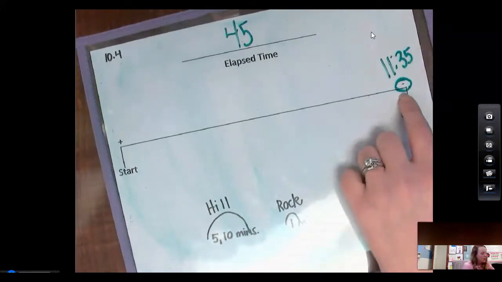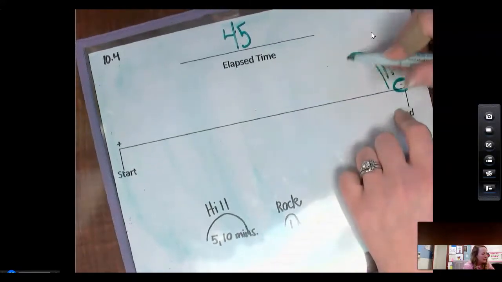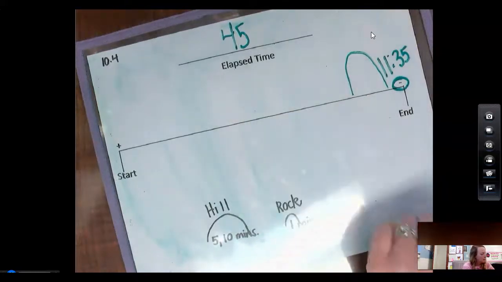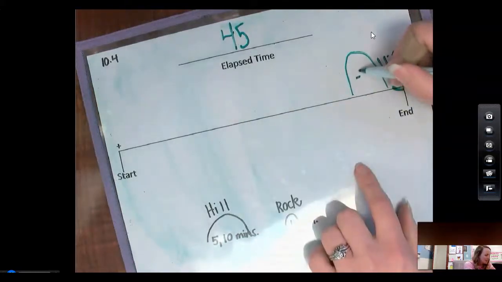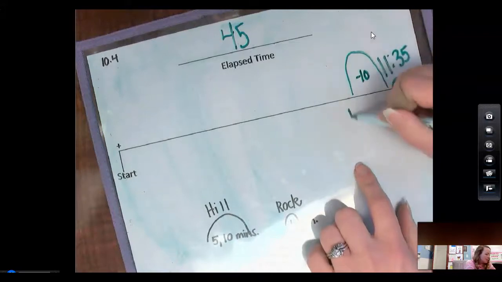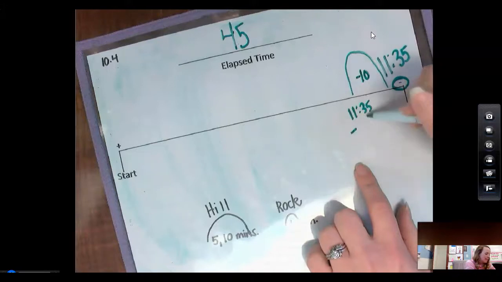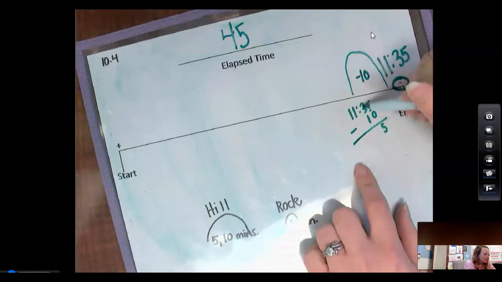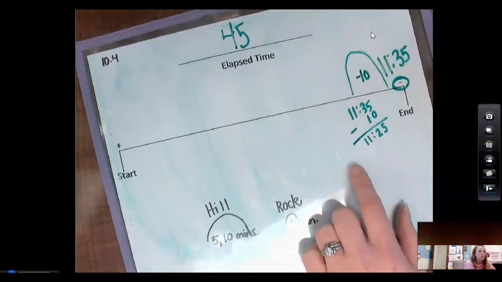Here we go. So I am going to minus what? Well, I got to go 45 minutes, kiddos. I got to go a long way. So I'm going to minus 10. Okay? So I'm going to write 11:35 because that's where we started. Minus 10. 5 minus 0 is 5. 3 minus 1 is 2. 11:25. All right, what do you think we should do now?